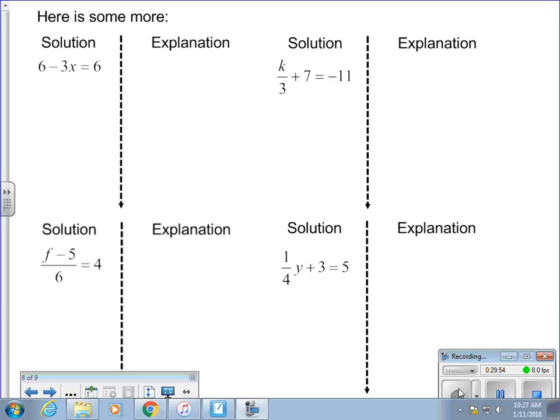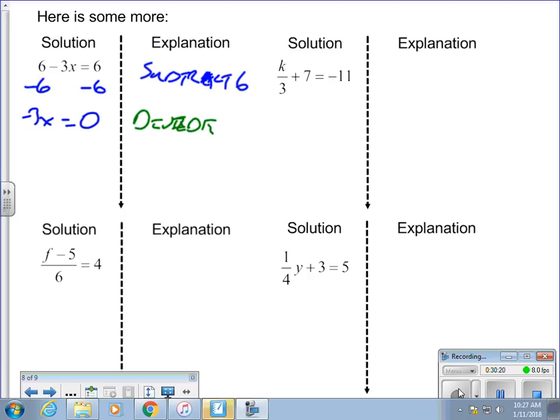Do those. So let's do this. On the first one, which we have been talking about, but it was not recorded, our first step is to subtract 6. I get negative 3x equals 0. Now, to solve this, I divide both sides by negative 3, x equals 0.